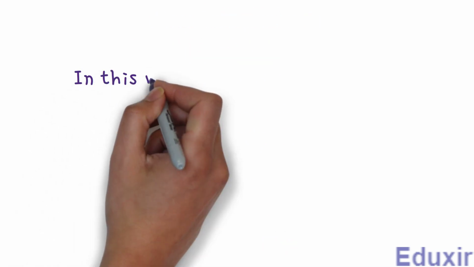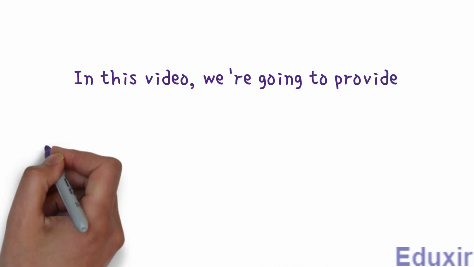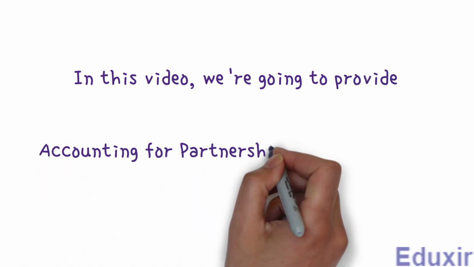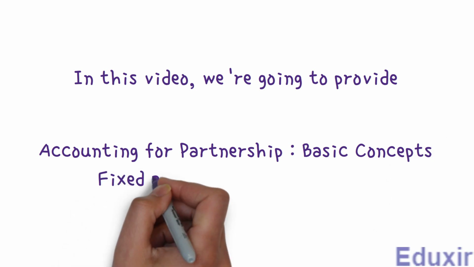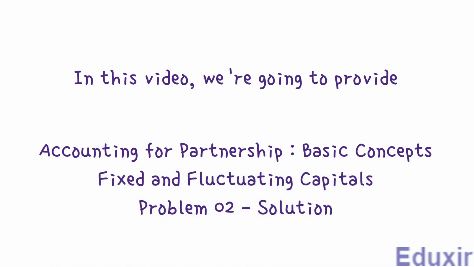In this video, we are going to provide Accounting for Partnership Basic Concepts, Fixed and Fluctuating Capital Solutions. Problem 2 solution. The problem statement is as follows.